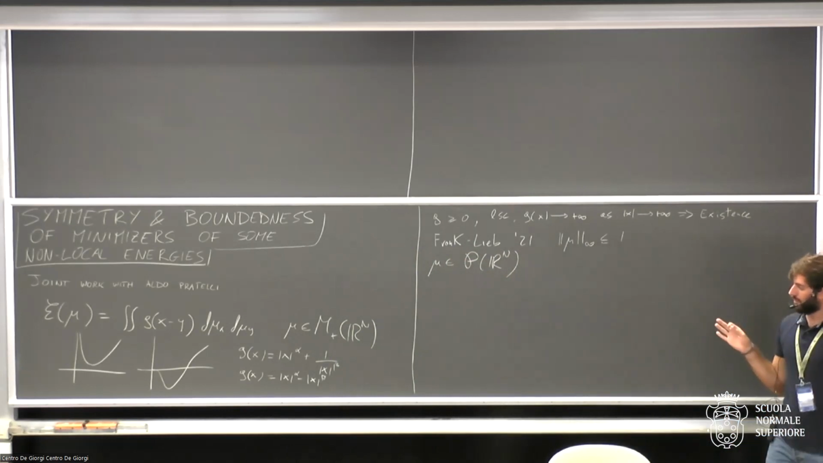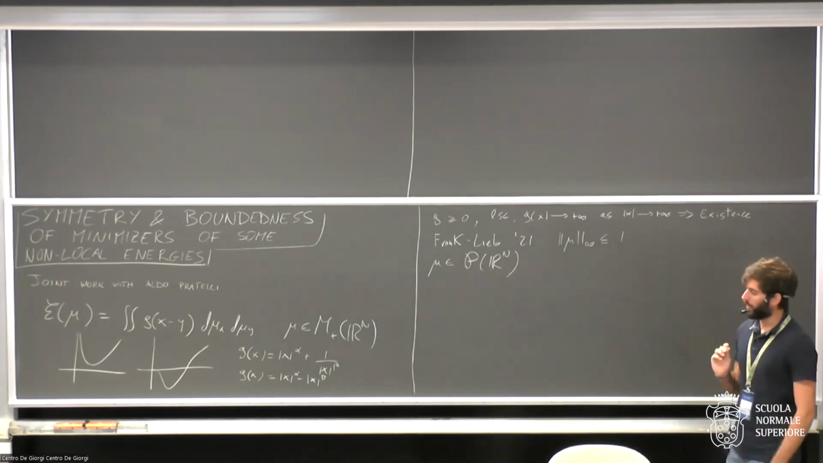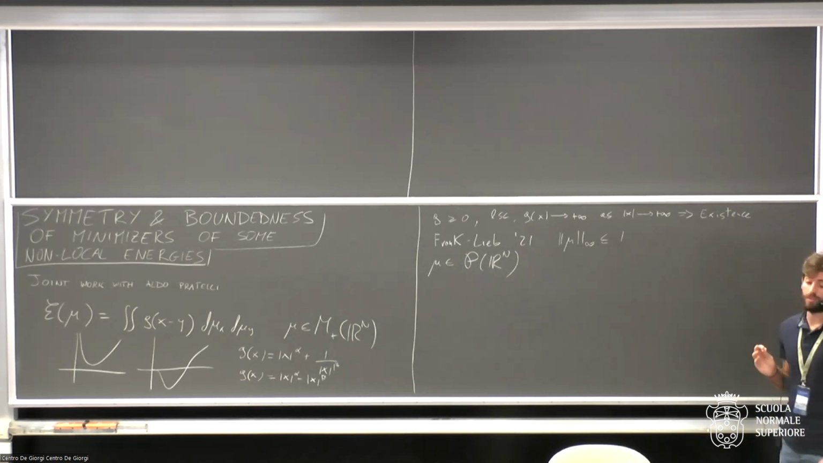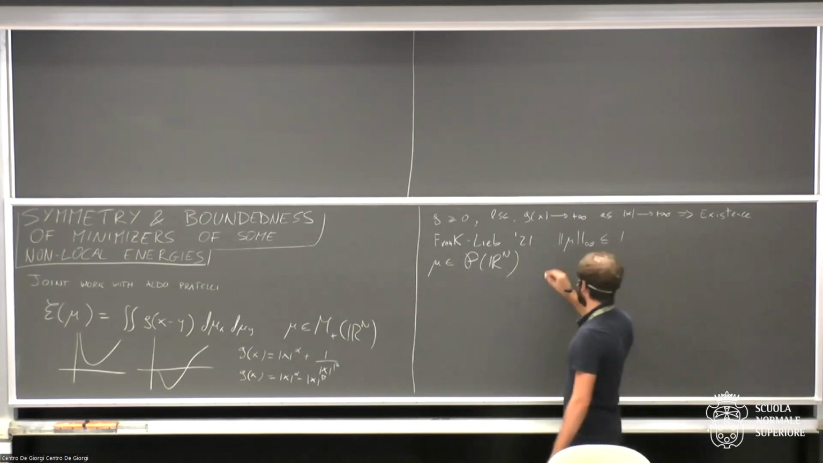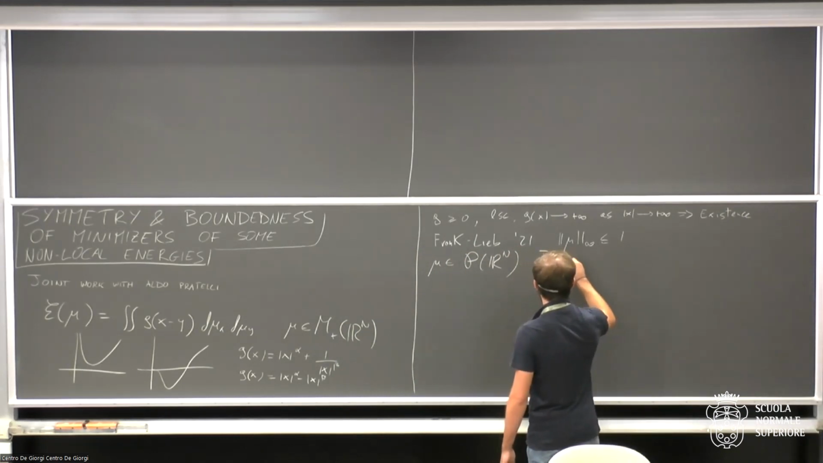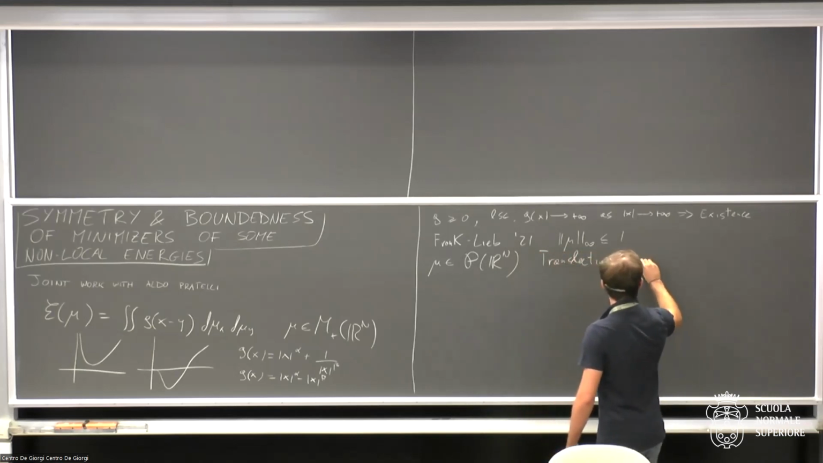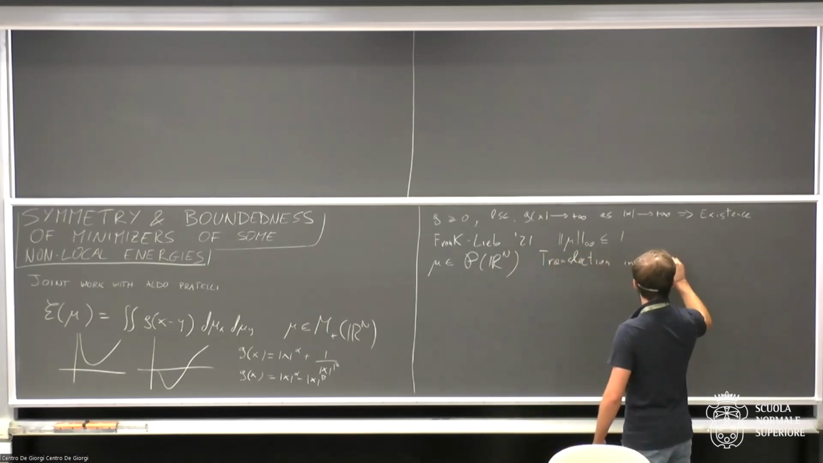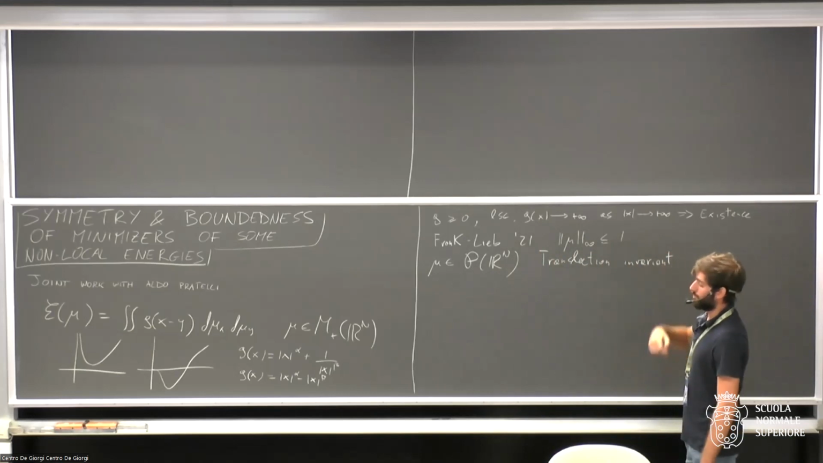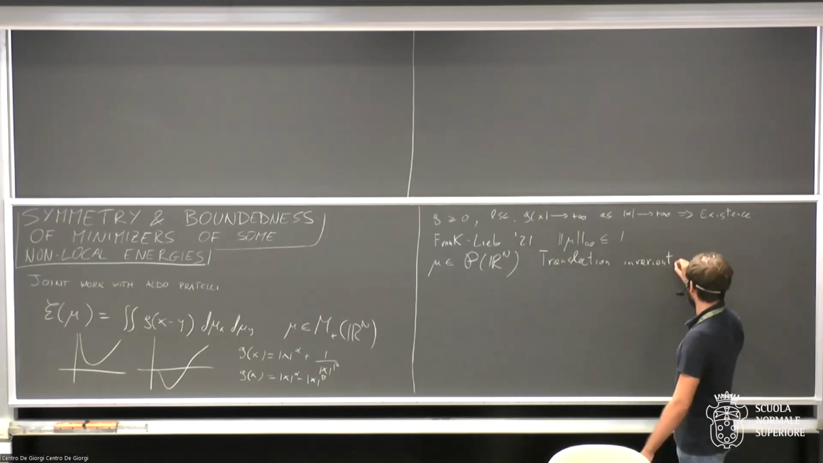And now we can look a bit at this problem, and we can find the invariances. It is immediate to see that it is translation invariant. And it is also rotationally invariant if G is symmetric.